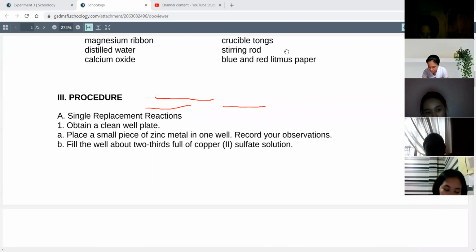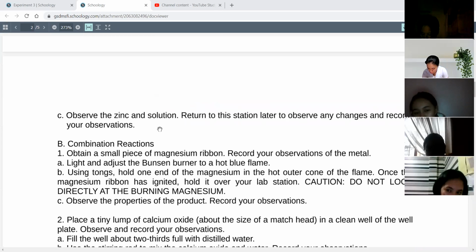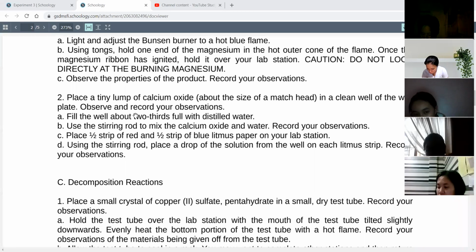The other one, single replacement pala itong sa A, no? Ang B, combination. And then we have the second experiment for the combination or synthesis reaction. Now, what about this? It's through the use of calcium oxide. The same thing, we can use a well plate, or if we don't have a well plate, we can actually do this using a test tube. And then after that, we will be filling the test tube with distilled water. So ayun lang, calcium oxide and water. And then we will have to record what we have observed.